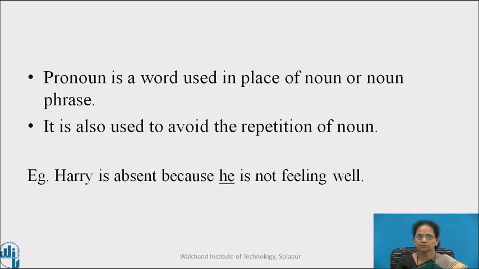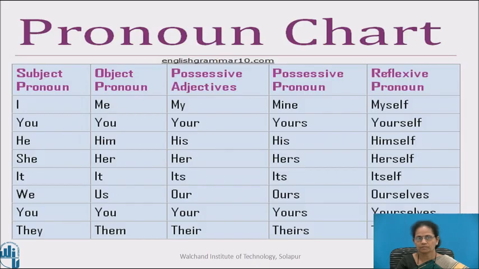Pronoun is a word used in place of noun or noun phrase. It is also used to avoid the repetition of noun. For example, Harry is absent because he is not feeling well. In this sentence, we have avoided the noun Harry, and instead of that we have used pronoun he. See the chart of pronouns. There are various types of pronouns: subjective pronouns, objective pronouns, possessive adjectives, possessive pronouns, and reflexive pronouns.